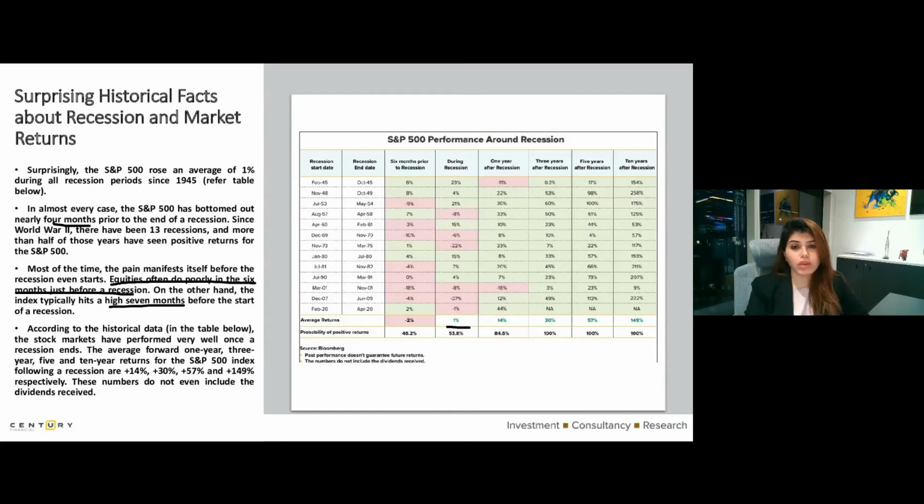So, in those 13 recessions since 1945, if you look at the performance over the 3 years after a recession, the S&P 500 has gained an average of 30%. In 5 years, it has gained about 57%. And in 10 years after a recession, it has gained almost 150%. So from a long term perspective, markets have given amazing returns.